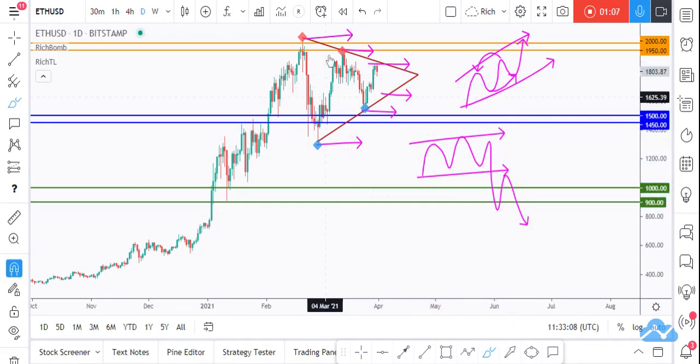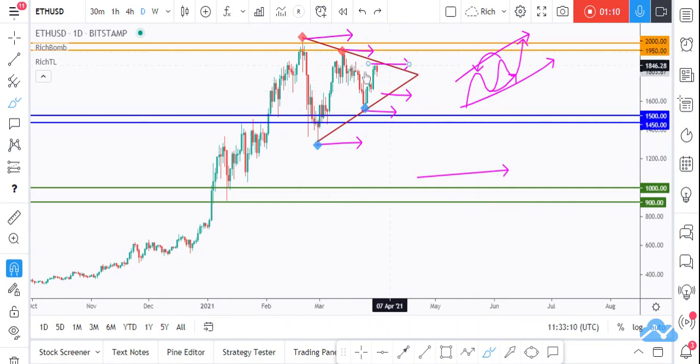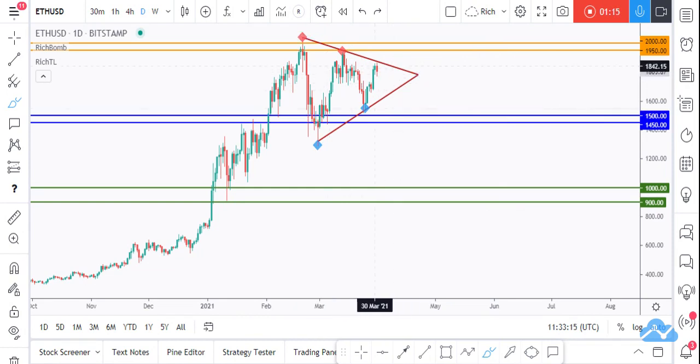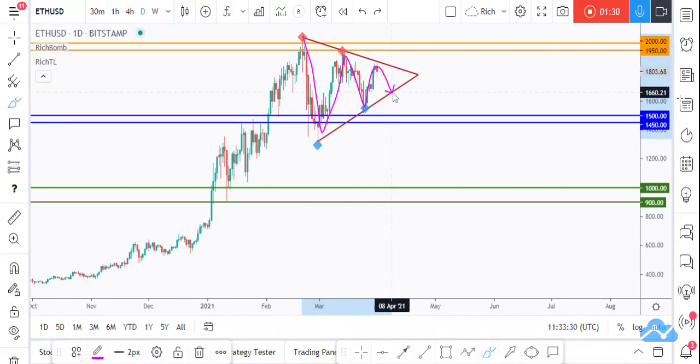However, here we have a range, but in the shape of a symmetrical triangle, which is really interesting because the more the price goes in time, the smaller the range becomes. So we can clearly see here that we've got a very big movement, smaller movement, even smaller and smaller, right? So the swings are getting smaller in size, which means that sooner or later, around here, we would have a breakout upward or downward.